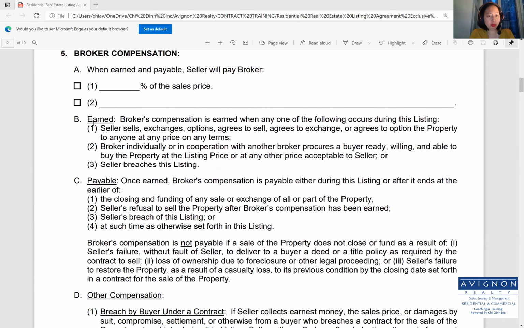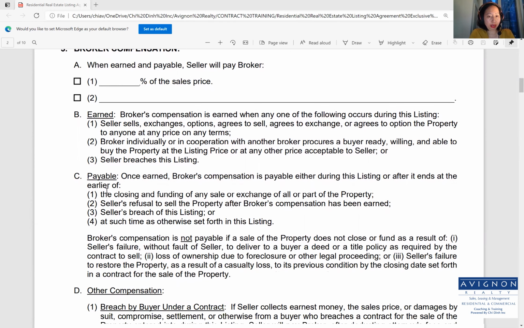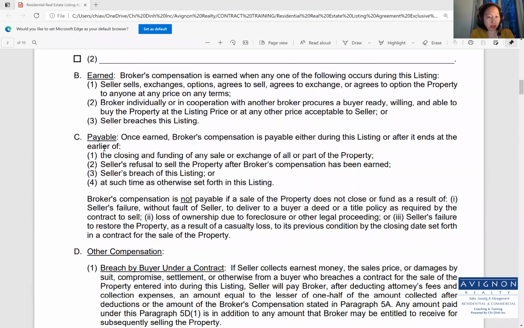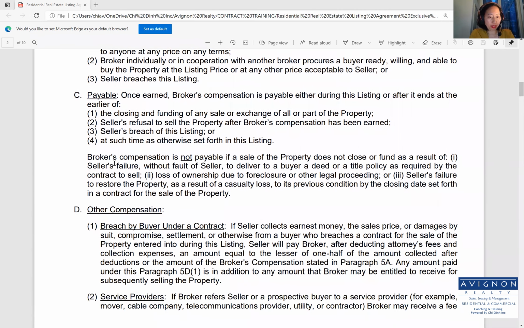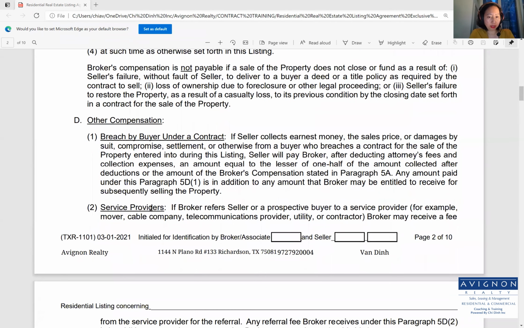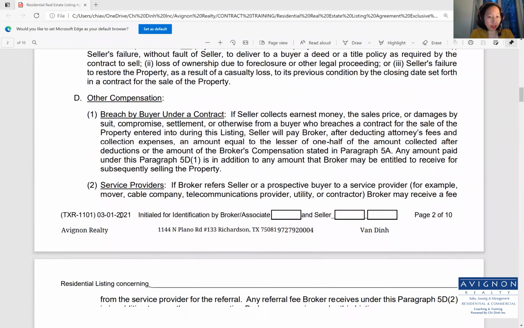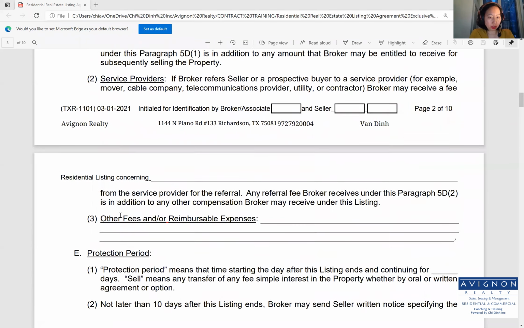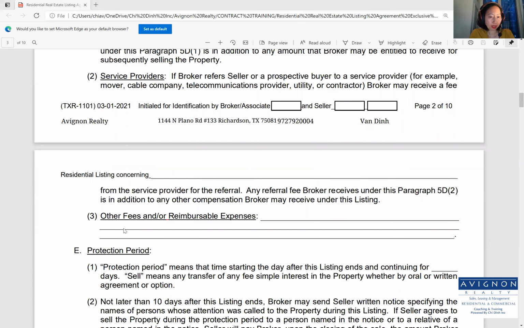And this really goes into how the broker compensation is earned and how it's going to be payable. And then other compensation, D. And then under other compensation, it goes into breach by buyer under contract. There's also service provider under other compensation. And then other fees or reimbursable expenses.